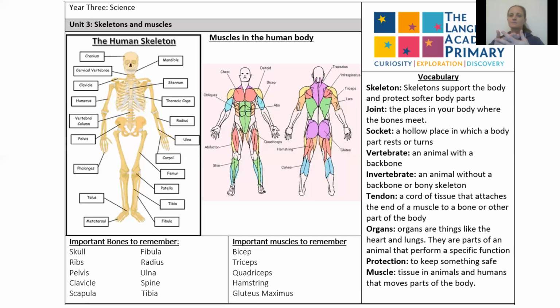Muscle. And muscle is the tissue in animals and humans that moves parts of the body.